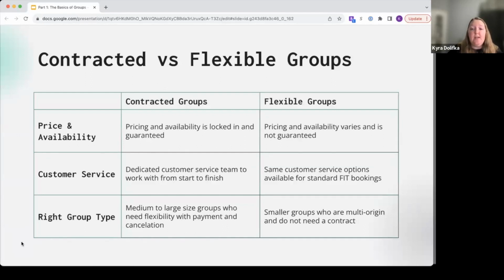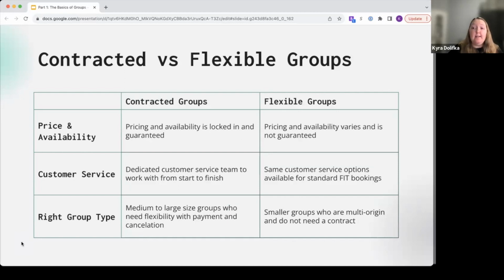You may find yourself in a situation where you actually have a flexible group without maybe even realizing it. So let's say you have 6 couples who all want to travel together. They want to go to the all-inclusive resort. They know where they want to go. They know when they want to go. You have these 6 couples, they want to travel together, and they come to you as a client, okay?